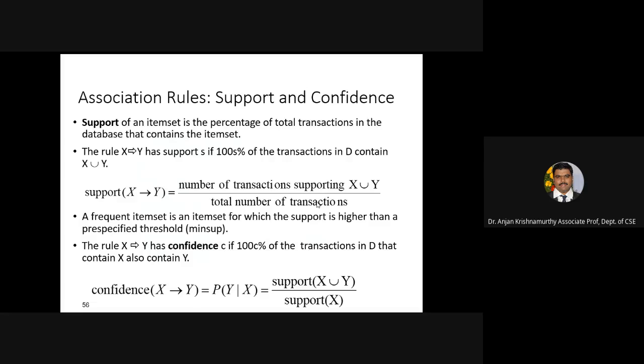So you can see that based on the support and confidence values, you basically do the association rules, right? The support is the percentage of total transactions of the database that contains the item set. That is, for X to Y, support is the number of transactions supporting X union Y divided by the total number of transactions. Similarly, confidence is a conditional probability, where support of X union Y is divided by support of X.